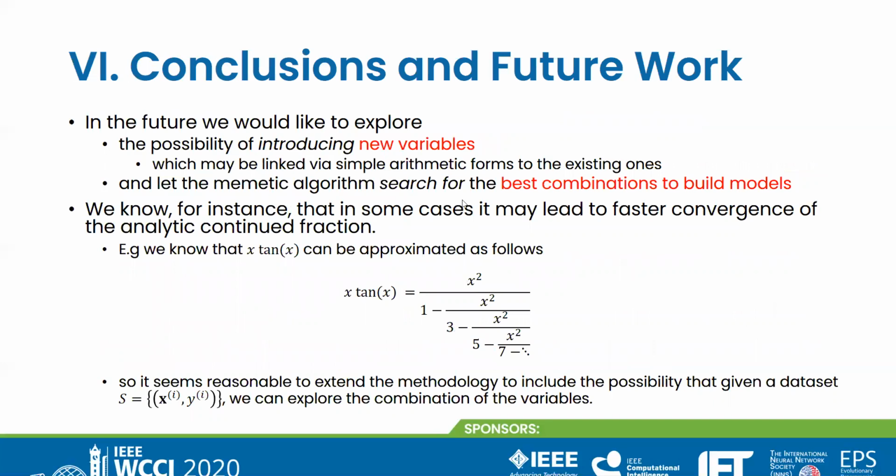So finally, for the conclusions and future work, we would like to include the possibility of introducing new variables, typically like kernel methods of support vector regression or some other methods that look at the products of variables, and then let the memetic algorithm search for the best combinations to build models.